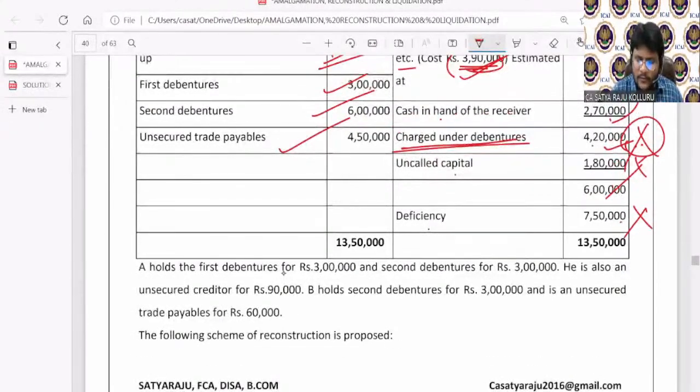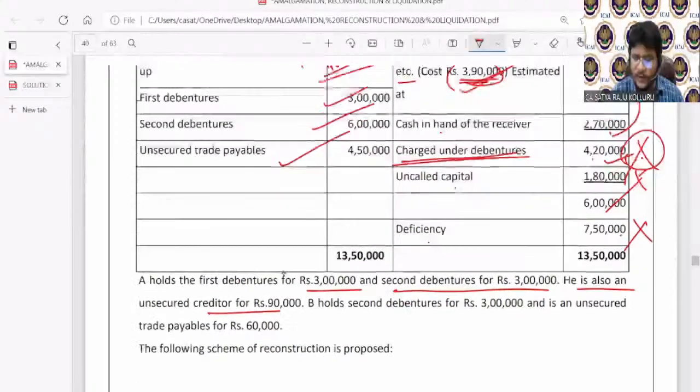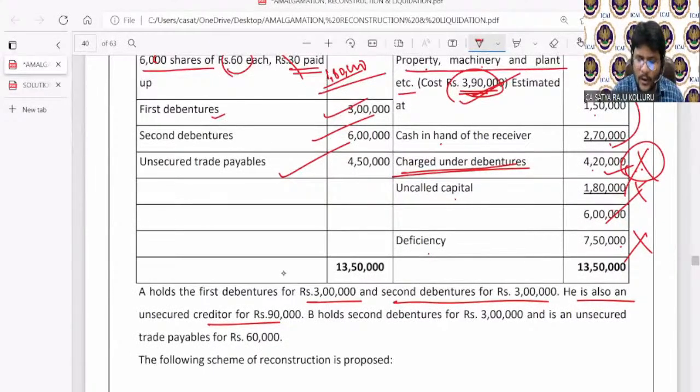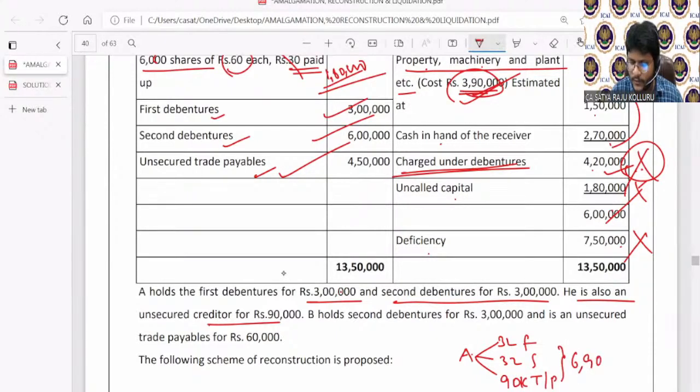A holds the first debentures for 3 lakhs and second debentures for 3 lakhs. He is also an unsecured creditor for 90,000. A single person is holding a portion of first debentures, a portion of second debentures, as well as unsecured trade payable. Total, how much amount needs to be payable to A? 3 lakhs plus 3 lakhs, 6 lakhs, plus 90,000, 6 lakhs 90,000. For A, 3 lakhs first debentures, 3 lakhs second debentures, 90,000 trade payable. Total, I need to pay 6 lakh 90,000.